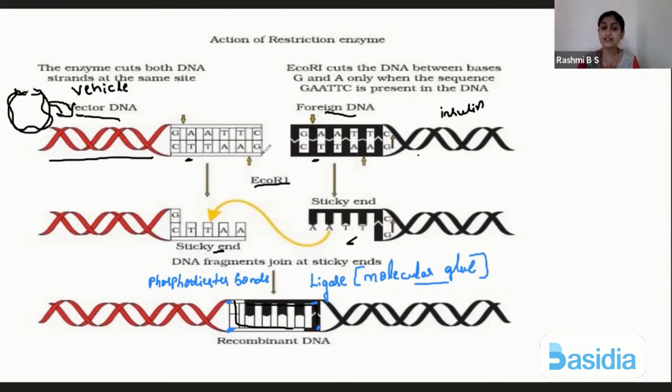Here one thing you need to remember. I am using EcoR1 to cut both the vector and the foreign DNA. Why? I'm using the same enzyme here because I need the same sticky ends, such that they will be complementary to each other and can easily get attached together. That's why I'm using the same enzyme.